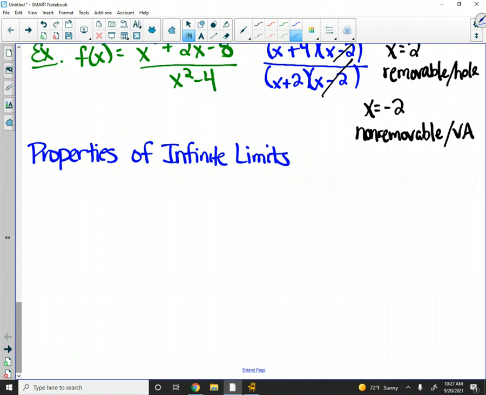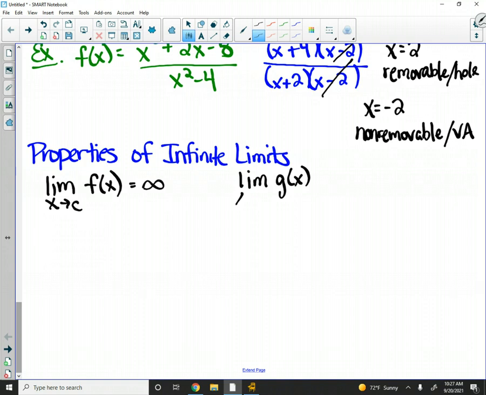There are 3 of them. Oh, actually, I'm going to do something before that one. I'm going to say the limit of f of x as x approaches c is infinity. And then the limit of g of x as x approaches c equals, I'm going to put capital L, and that just means some limit exists. They did L for limit. There is a number.